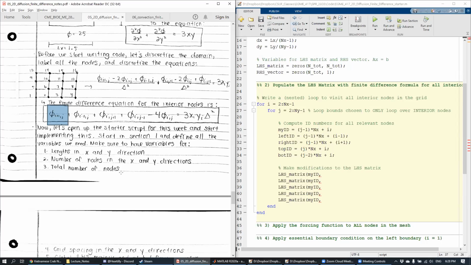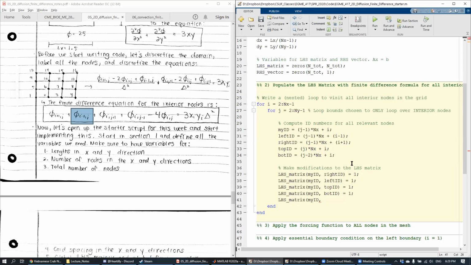And so for phi I plus 1 comma j, we know that this guy is our right neighbor. Okay, so we're going to have right ID. And then the coefficient in front of that term is going to be equal to 1. Then let's do the left neighbor. And so a at my ID comma left ID, this is going to be equal to 1 right here. And so the same thing for the top and the bottom.